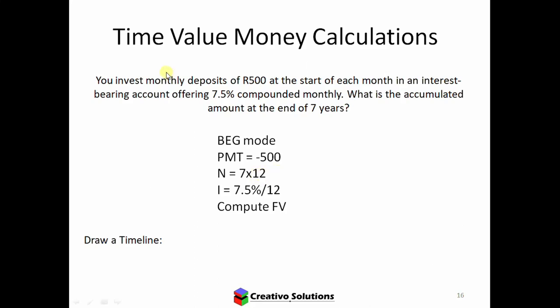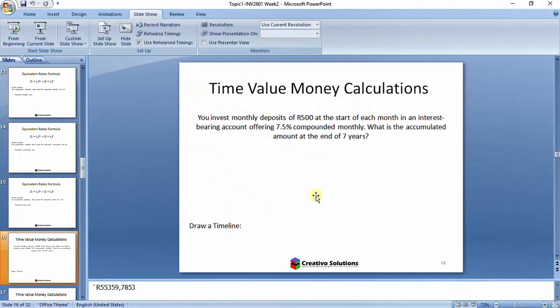And then what rate did you have in the question? Well, 7.5% compounded monthly. So the interest rate here would be 7.5% divided by 12 to get a monthly interest rate, because I have the number of periods in months. So your N, your PMT, and your I all need to relate. Everything is months here. You've got a monthly payment, the number of months, and a monthly interest rate. And if you compute and solve for your future value, you should get 55,359.7853.